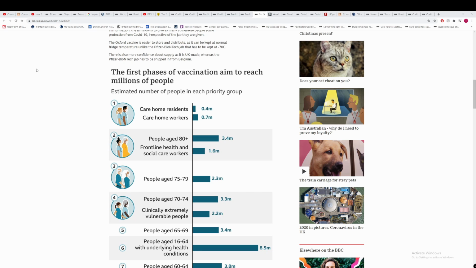It's also even better news for developing countries, which might not have the facilities to keep the Pfizer one at -70 degrees C. But you can make accessible refrigerated vans and things like that, which you can use for food. You can potentially use them for this vaccine too, though you'd have to check temperatures. And it's great news for the developing world, especially because the AstraZeneca vaccine is cheaper to produce. There is more confidence about the UK-made one, whereas the Pfizer one has to be shipped in from Belgium.